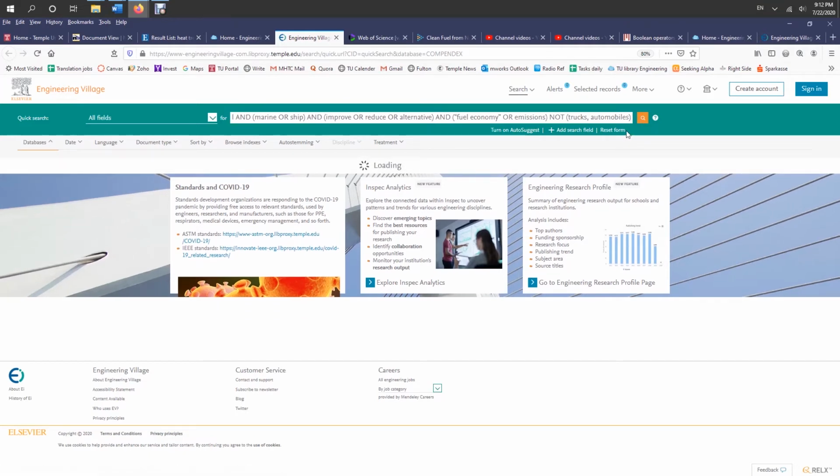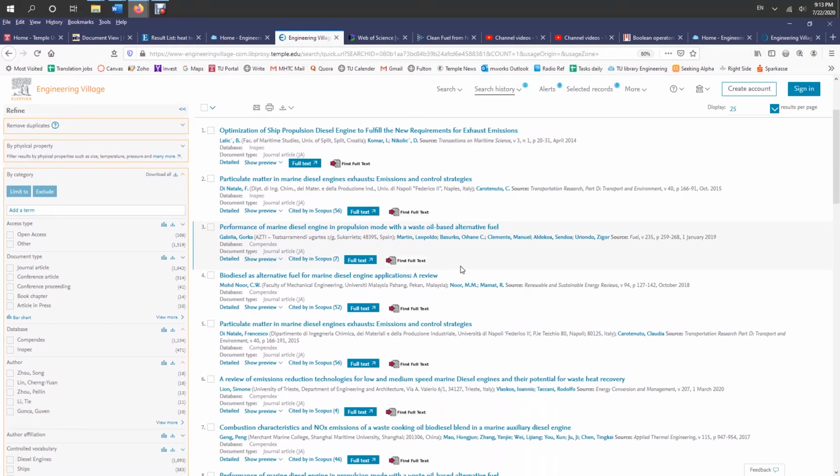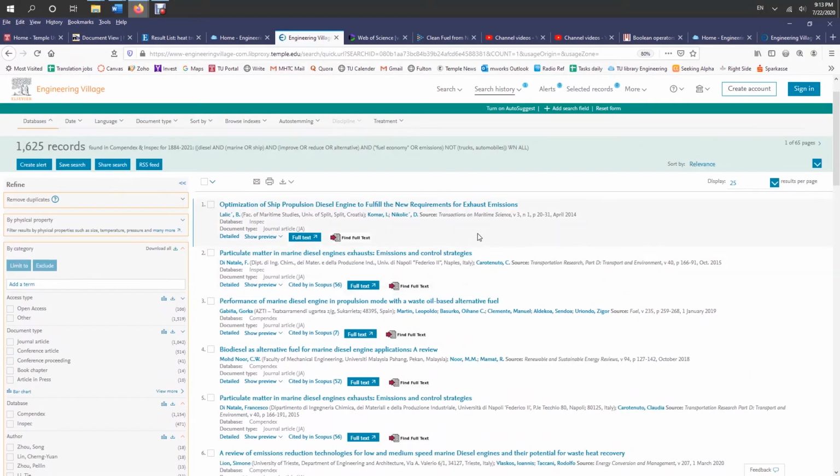Search. And I have 1,625 records. The first thing I do whenever I perform a search in these databases is see how many returns we get. And that gives you an indication, obviously, of how much material is available, but also if you're even looking in a field that's active. Then you just want to take a look at some of the results.